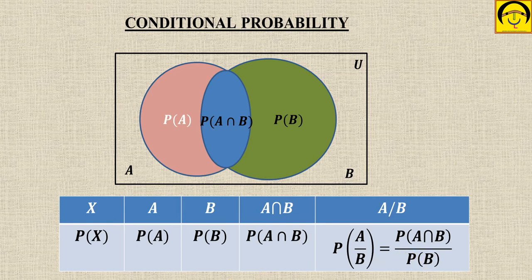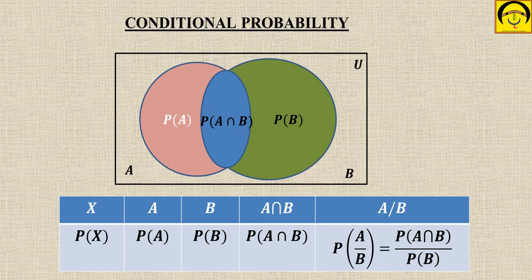Means we have a sample space U, and when the event B has occurred, the sample space U is reduced to B. Then we have to find the probability of A. You already know B has occurred.